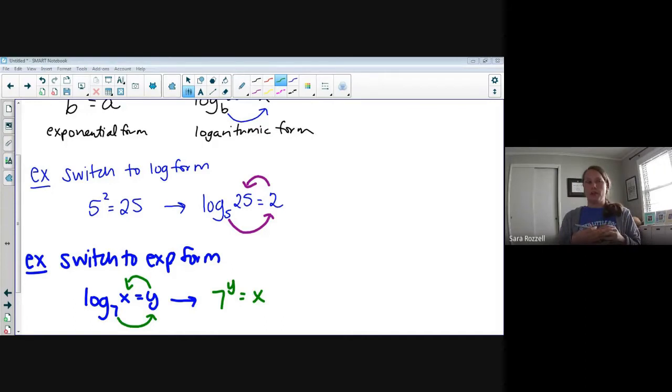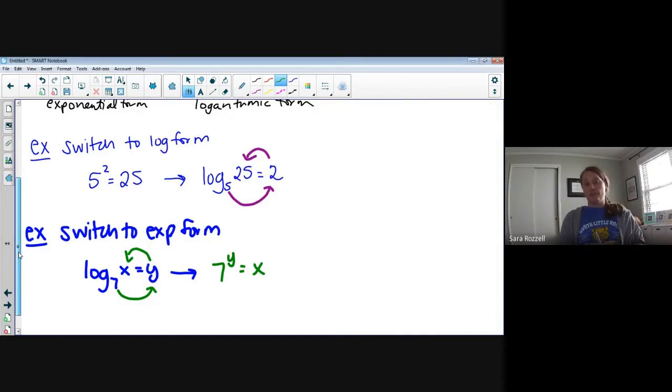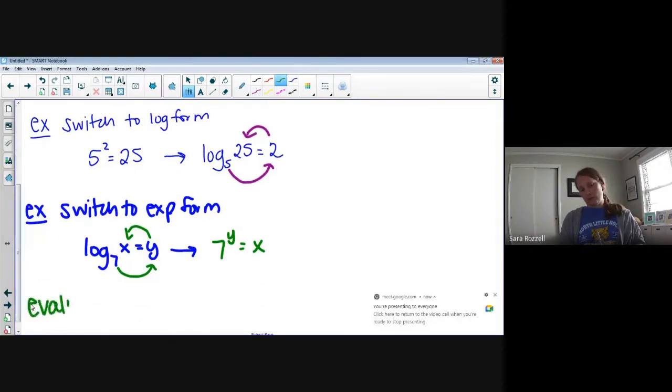So what a logarithm does is try to figure out what the power is. So if you just have the log part by itself and you want to know what it equals, what we're trying to do is figure out whatever this base is to some power is going to equal this particular number. Okay, so when we evaluate logarithms, we're looking for the power.